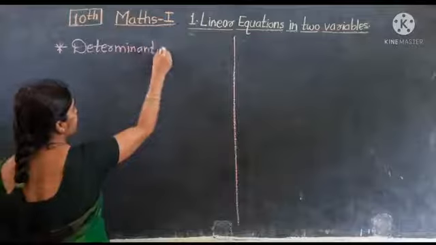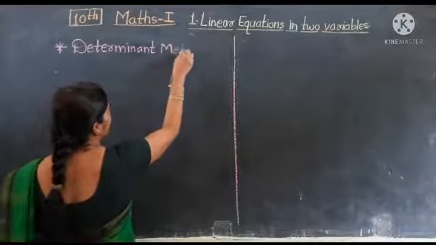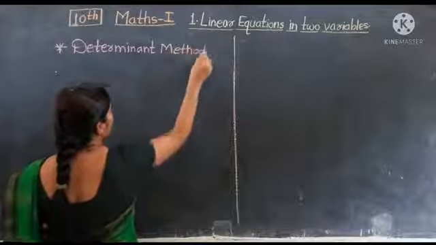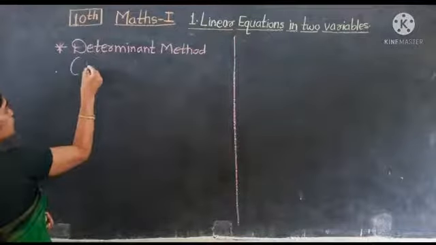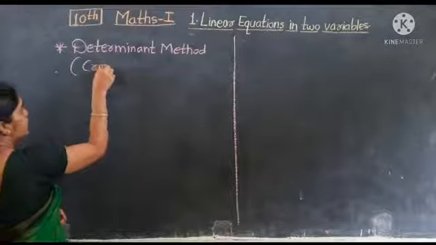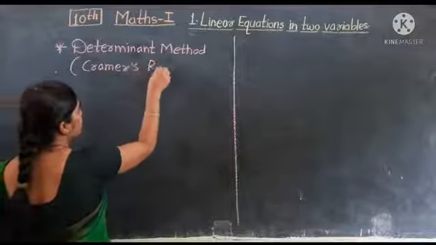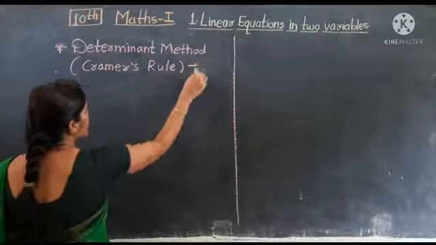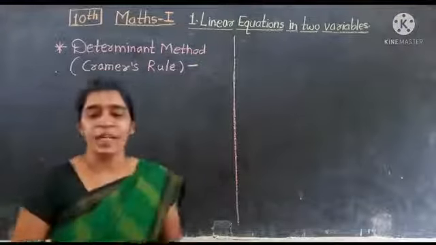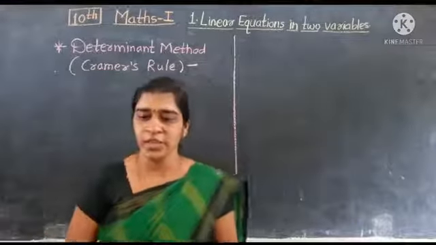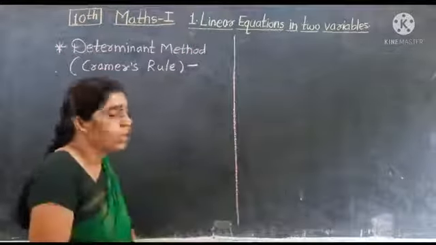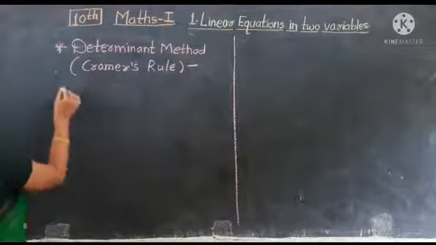We call it the determinant method, or Cramer's rule, because it was introduced by the scientist Cramer. So we also call it Cramer's rule. What does this Cramer's rule say?